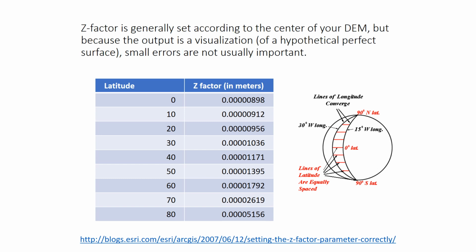So you would set these according to the hypothetical center of your DEM. So you would figure out where the center is, right? If your DEM stretches from, this would be a big DEM, but let's say it stretched from 20 degrees to 30 degrees, then you would choose 25 degrees of latitude and use the Z value accordingly. And of course, longitude doesn't matter. Latitude is the only determinant here.